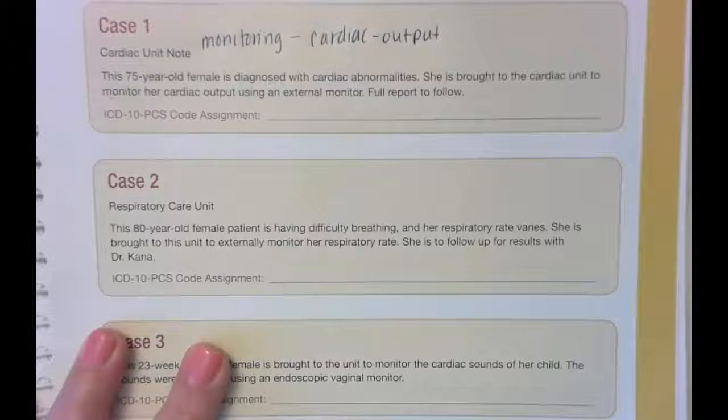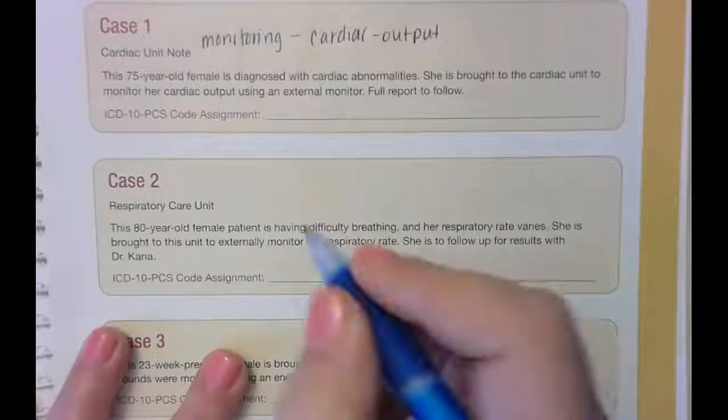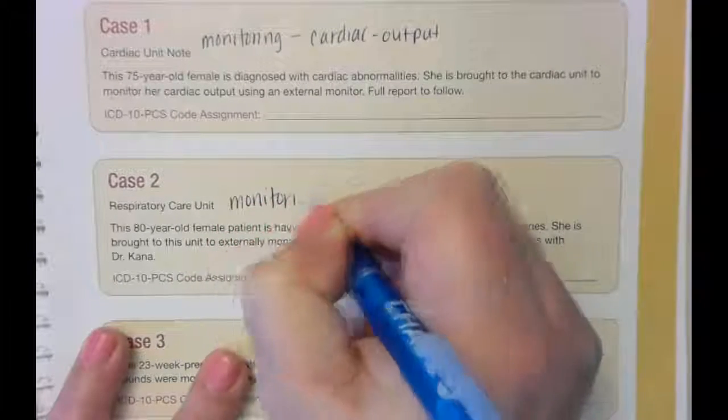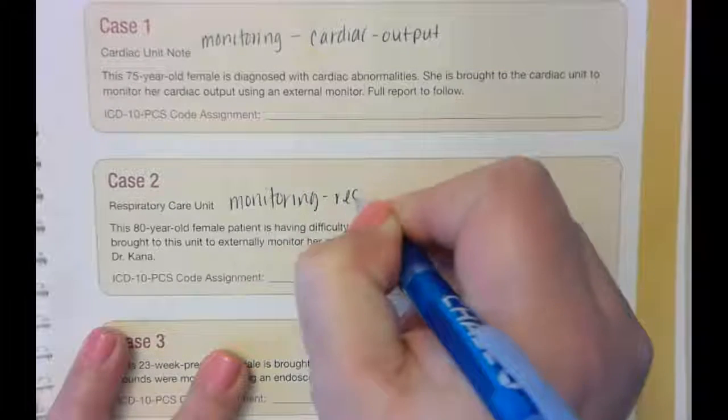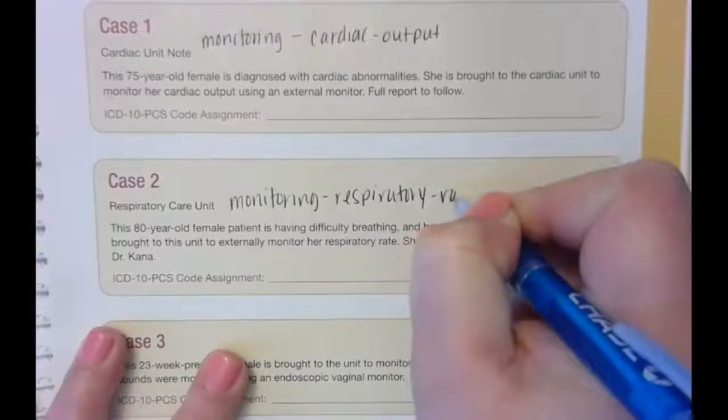for that problem. For case 2, it is a respiratory care unit, 80-year-old female patient having difficulty breathing, respiratory rate varies. She is brought to this unit to externally monitor her respiratory rate. She is to follow up for results with Dr. Khanna. So again, we are monitoring her respiratory rate, so that's exactly what you would look up, is monitoring respiratory and then rate.